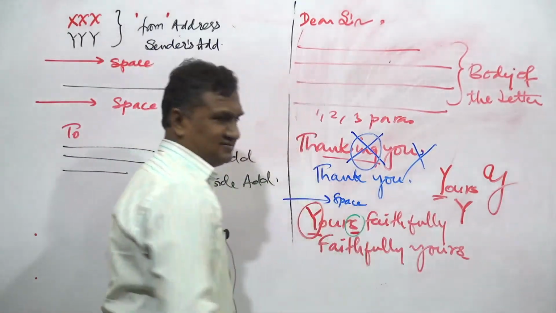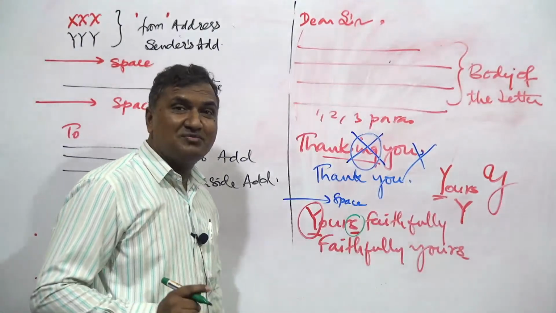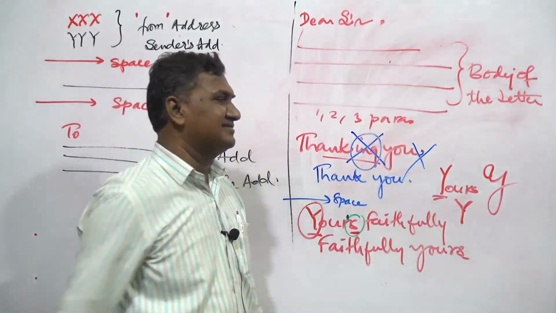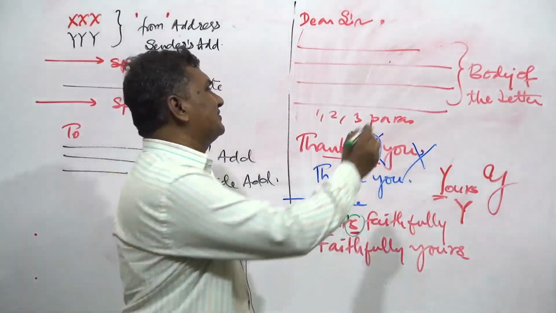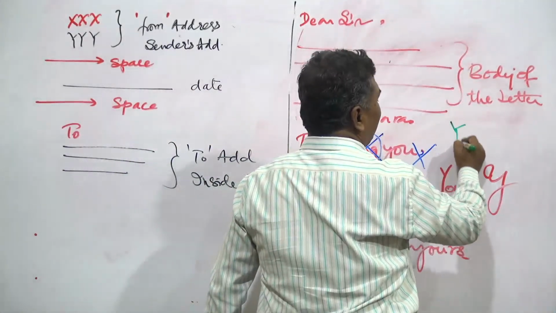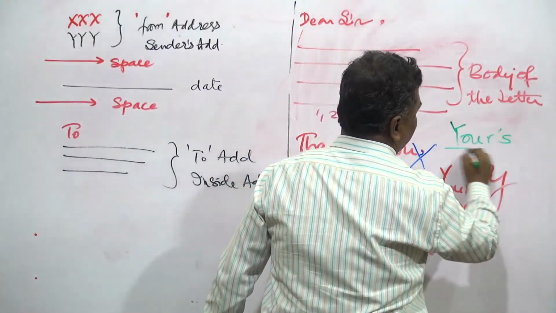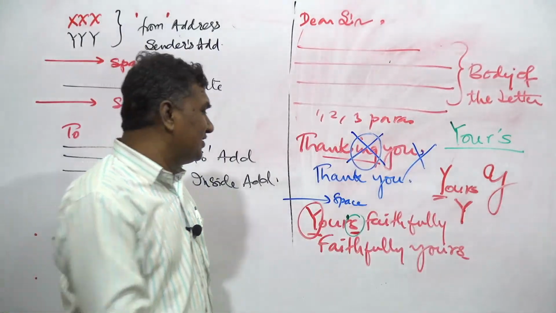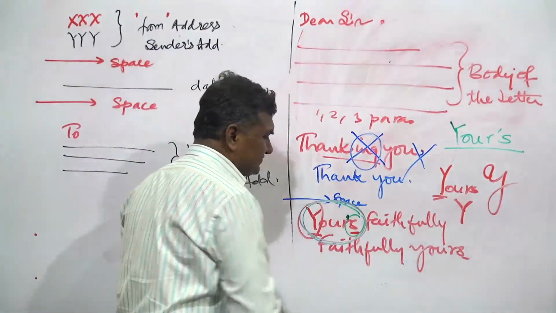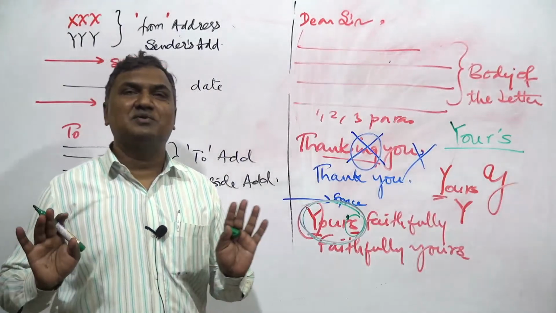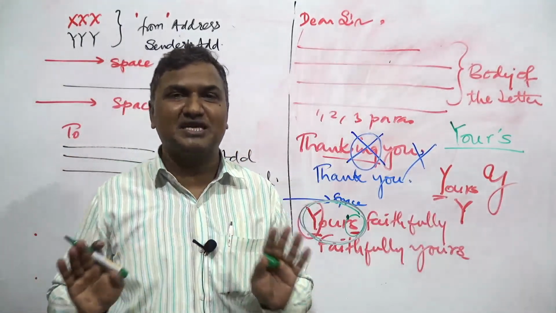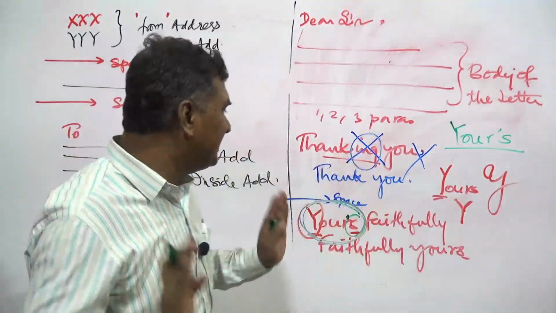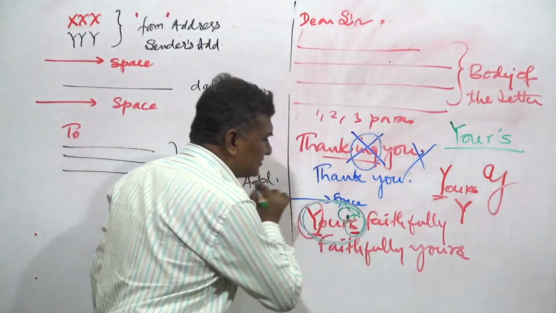Sir, should we place an apostrophe here? It looks nice. Y-O-U-R-S. Is it correct to write an apostrophe? No, there is no need. Yours is a complete word. You should not write an apostrophe. If you write an apostrophe, it will be a mistake. You will have to lose half or even 1 mark. So please don't write an apostrophe.